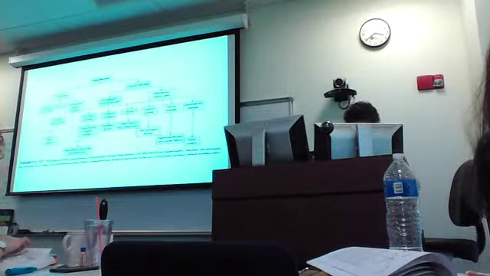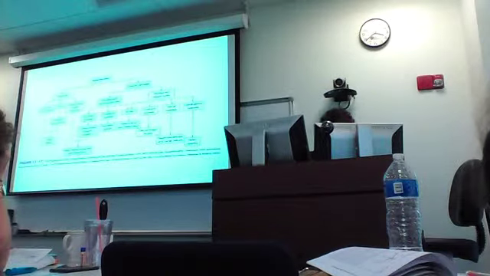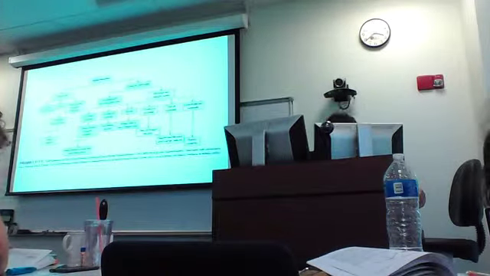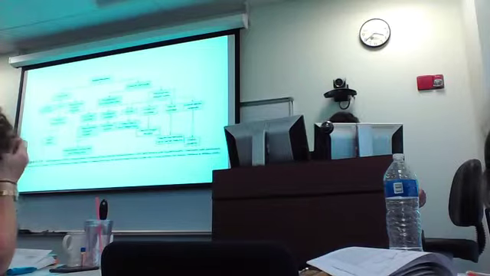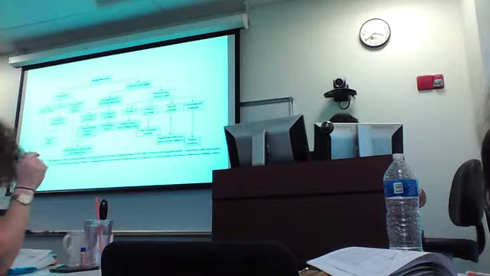You remember that blood pressure is the product of cardiac output and total peripheral resistance, and cardiac output is itself the product of heart rate and stroke volume.